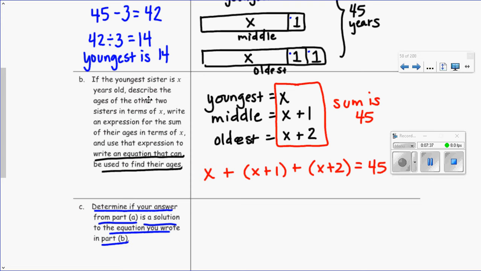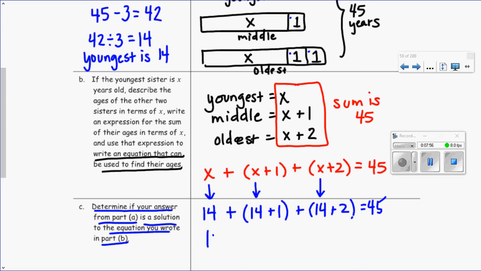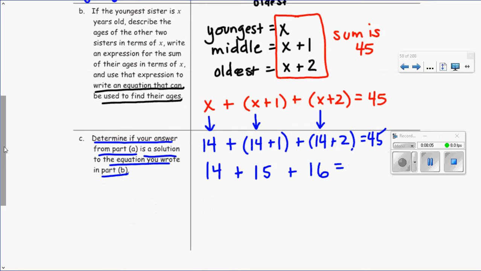So we're going to determine if our answer from A is a solution to the equation in B. So basically we're plugging in, every time we see x, we're going to plug in 14. So 14 plus, there's another x, 14 plus 1, and then another x, 14 plus 2. So we think that the sisters are 14, 15, and 16. So try 14 plus 15 plus 16, and we want that to equal 45.